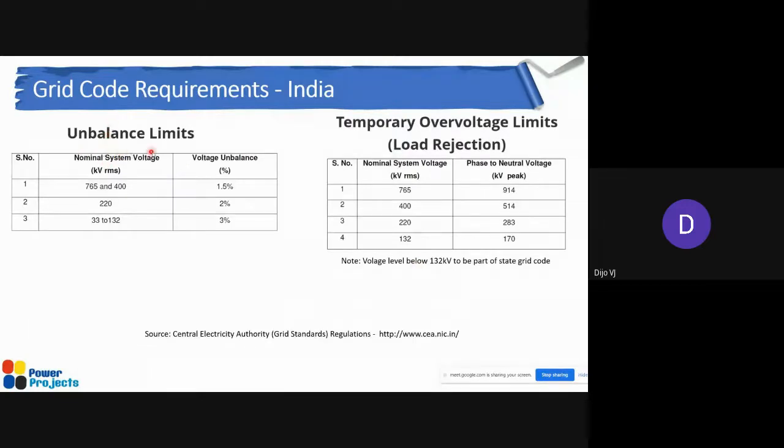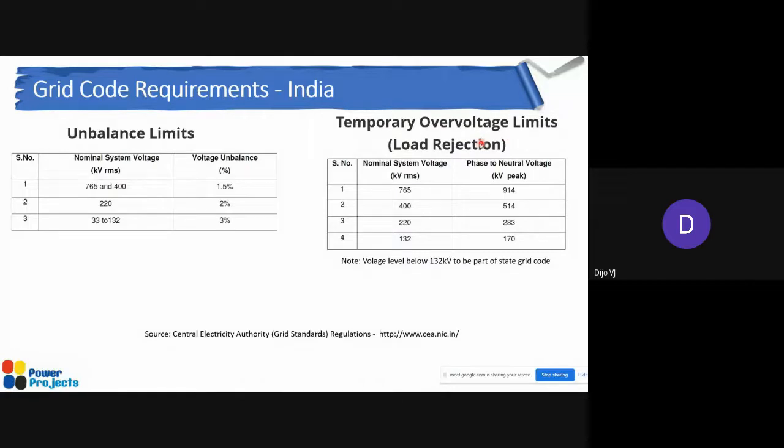When it comes to the unbalance limits, you can see here that in the extra high voltage system, the allowable unbalance should be limited to 1.5%. When it comes to 220 kV, 2%. When it comes to 33 kV to 132 kV, it is 3%. When it comes to the distribution voltage level, it is generally allowed up to 5%.